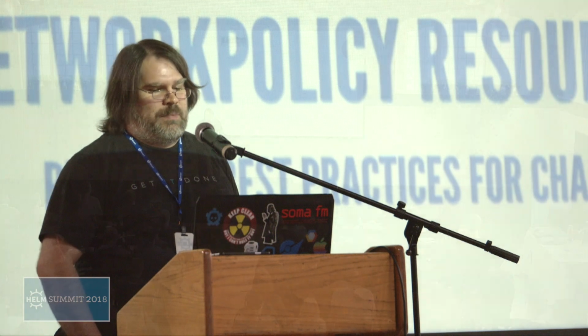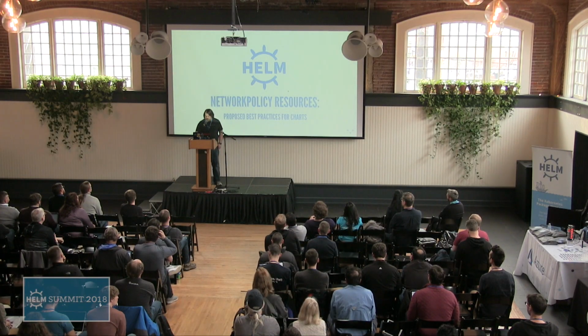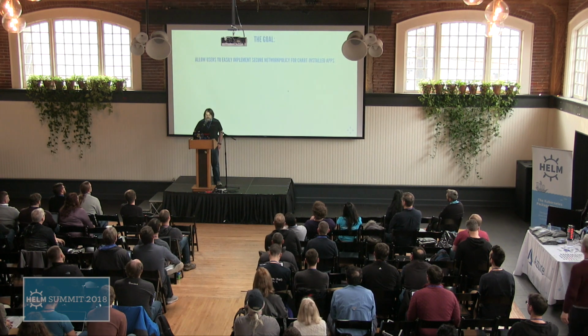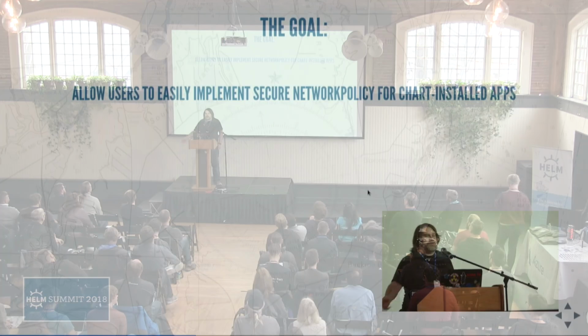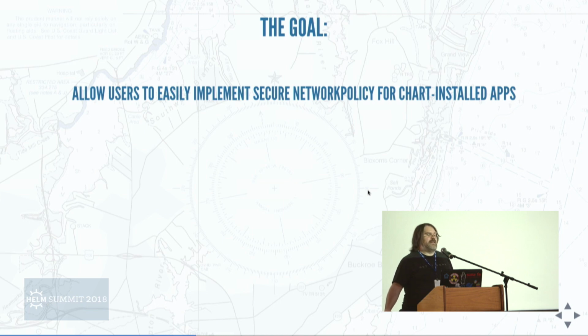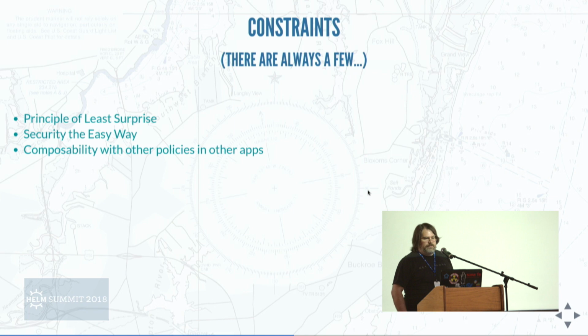So I'm here to talk about network policy resources and propose some best practices. The goal is to allow users to easily implement secure network policy for chart-installed apps. There are some constraints on that goal. There's always a few constraints. We don't want to violate the principle of least surprise. We don't want to do something by default that breaks a lot of people's installed apps, cuts them off, a default deny that overrides things that they've allowed. But we do want to give them security the easy way, make it easy for them to turn on the things that they do want to turn on and secure their cluster the way they want to secure it. And we also want these things to be composable with network policies from other apps so that charts aren't stomping on each other.